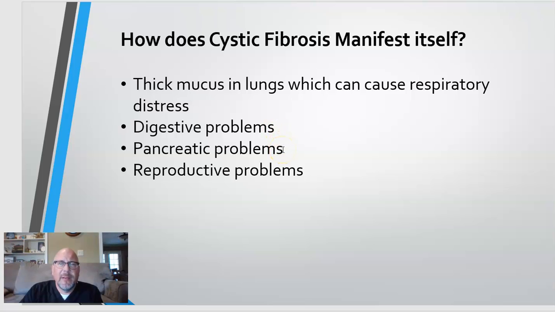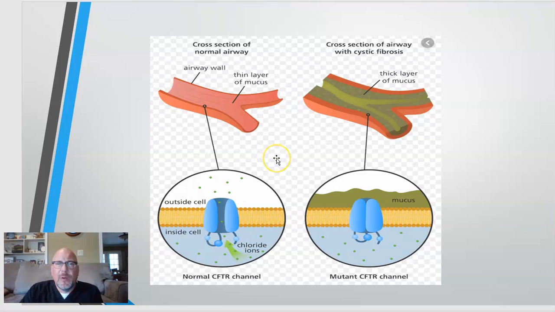With the pancreas, you can see damage to the pancreas, diabetes type things, and problems with some of the different pancreatic enzymes. And particularly with males, you'll see some reproductive problems, where a lot of the males tend to either not have a vas deferens, or it tends to be plugged with thick mucus. And the mucus is a big problem with really all of these, and we'll go into a little more detail of why that is.